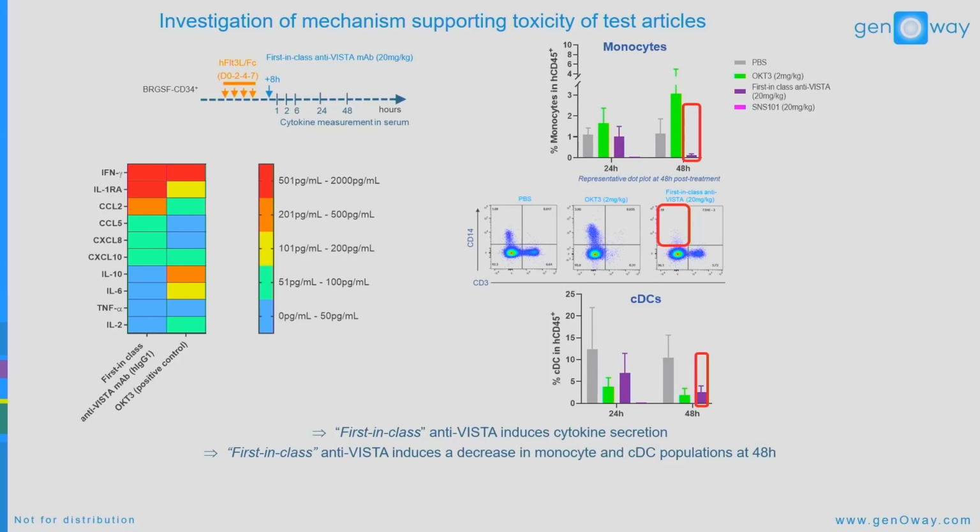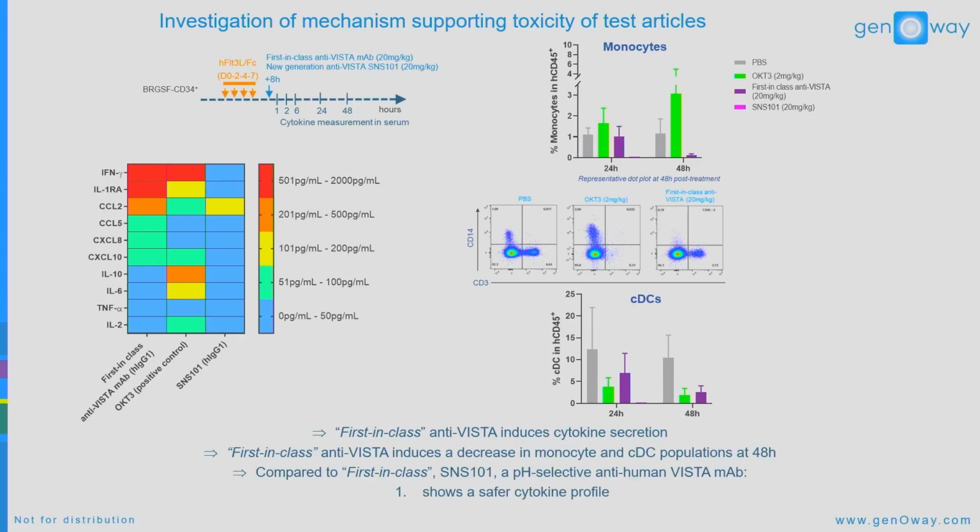Our colleagues from Sensei Biotherapeutics developed a new anti-VISTA which works in a pH-dependent manner. That antibody will block the binding of VISTA to PSGL1 in the acidic milieu in the tumor nests. So that compound works only in acidic conditions. When we tested this new anti-VISTA, we had indeed no cytokine release at all compared to the previous version.